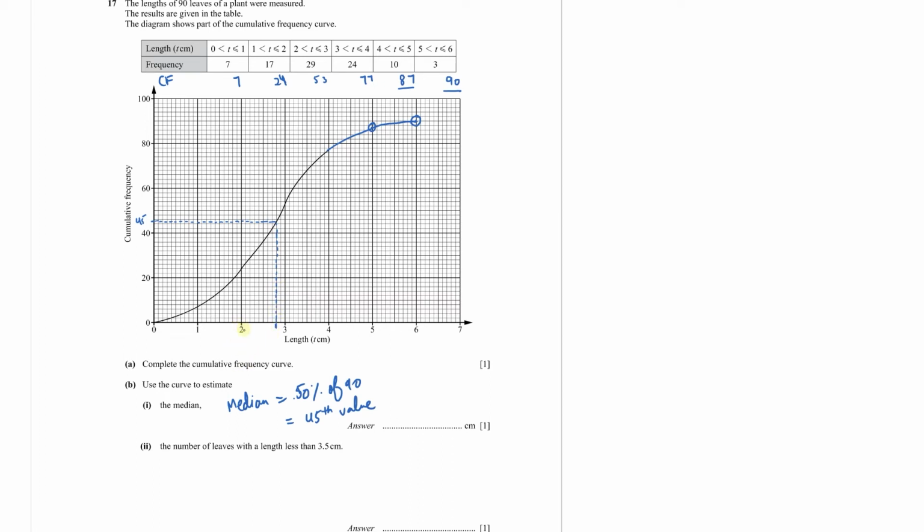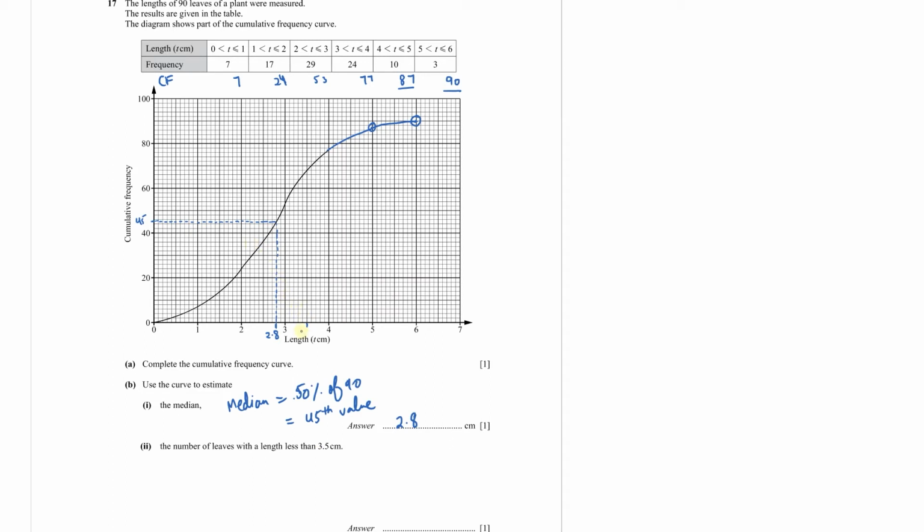So here each small block represents a value of 0.1. So this is 2.5 in the middle of 2 and 3, 2.6, 2.7, and 2.8. So your value here is 2.8. The median value is 2.8 centimeters. Part 2 is the number of leaves with a length less than 3.5 centimeters.